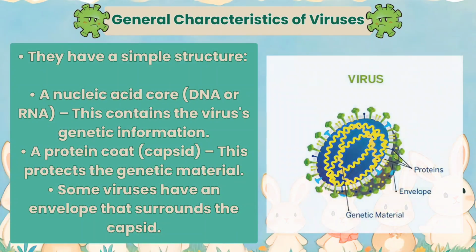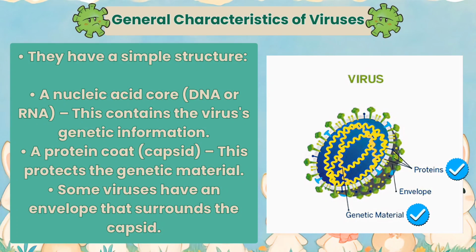They have a simple structure: a nucleic acid core, or the DNA or RNA. This contains the virus's genetic information. A protein coat, or the capsid. This protects the genetic material. Some viruses have an envelope that surrounds the capsid.